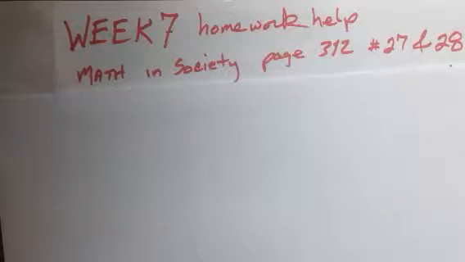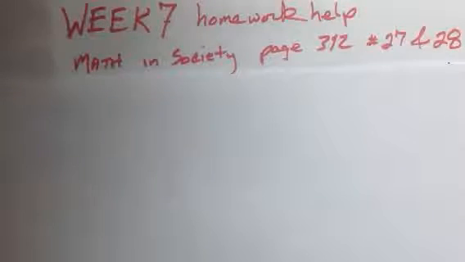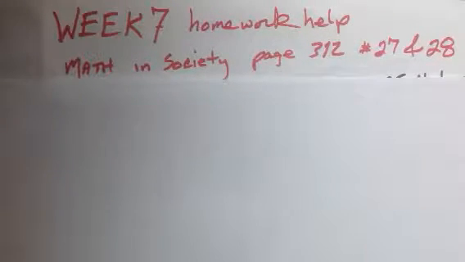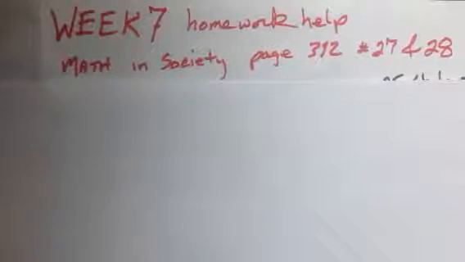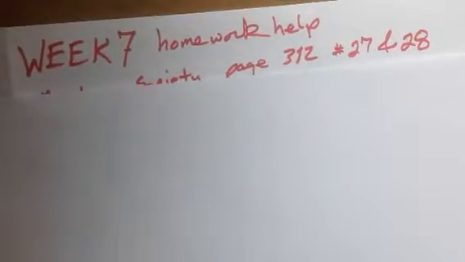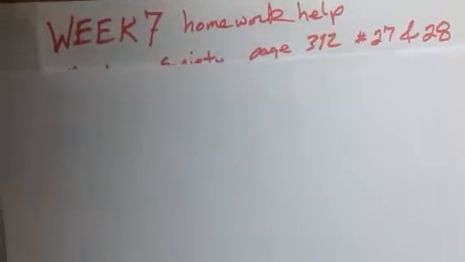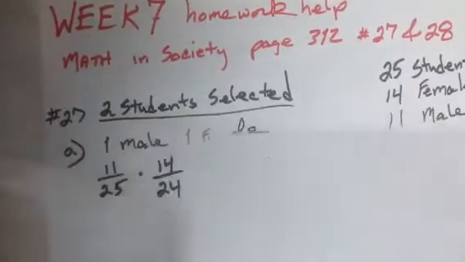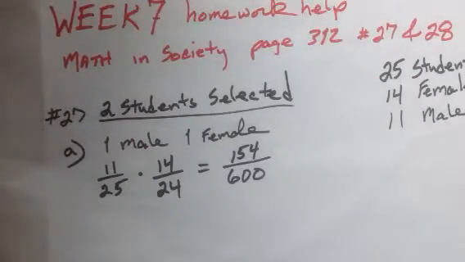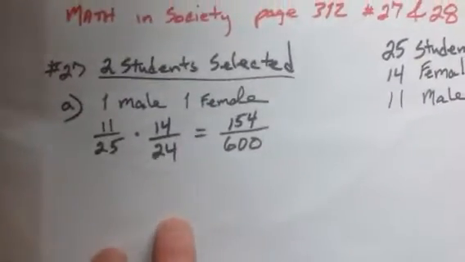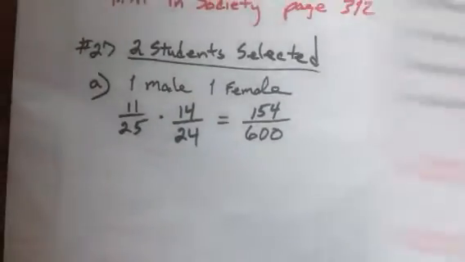Week 7 homework help, Math and Society, page 312, numbers 27 and 28. Now 27 was not assigned, but I think it'll make it easier to understand 28 if we take a look at 27 first. So I've got the problem statements right here.